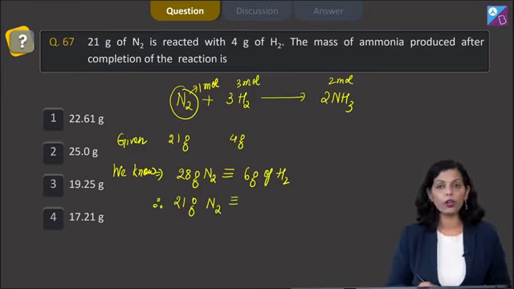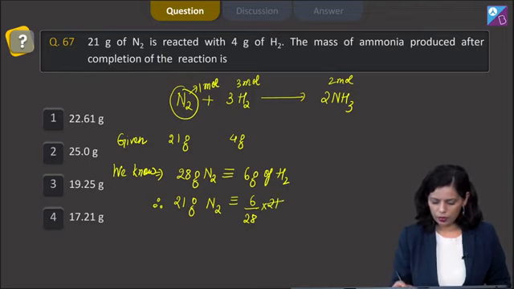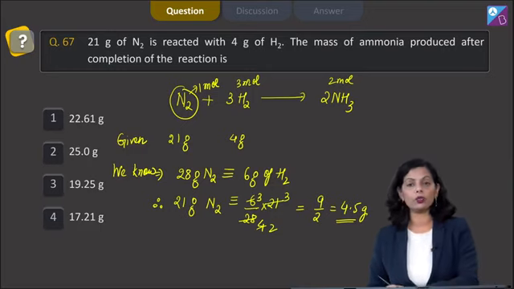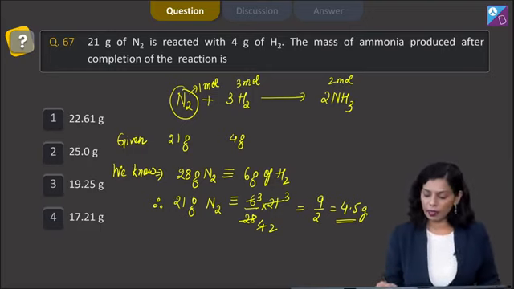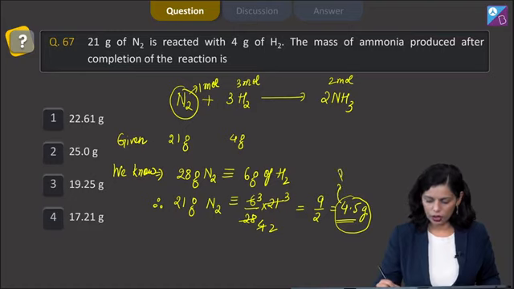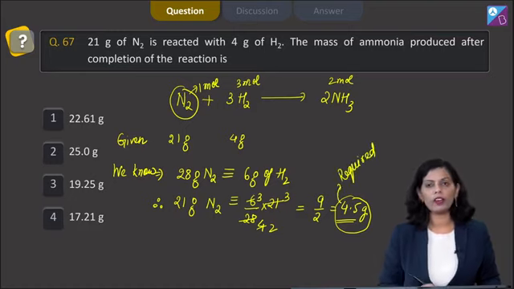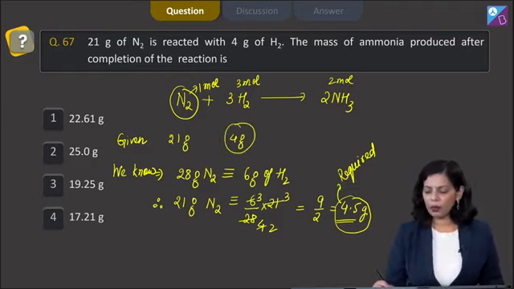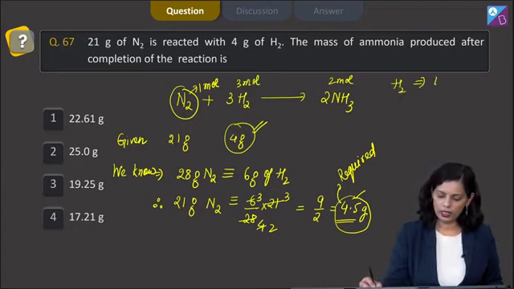So, how much hydrogen is needed for it? Yes. 6 by 28 into 21. So, this would be 9 by 2, this is 4.5 gram. 4.5 gram of hydrogen is needed, right? This is the required amount of hydrogen. What about the available amount of hydrogen? This is only 4 grams. So, if required amount is more and available amount is less, it means hydrogen is the limiting reagent.